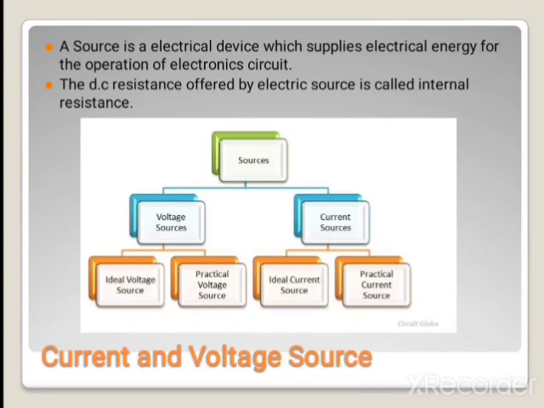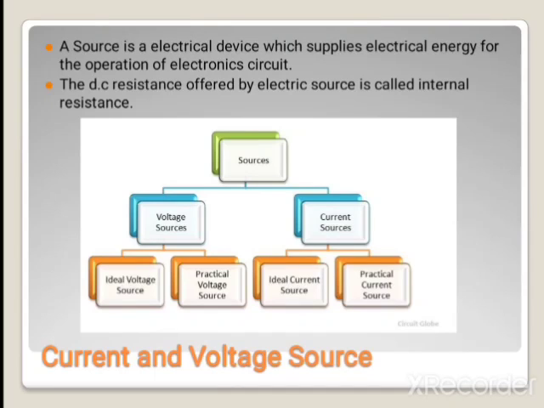Hello everyone. In the last video we have seen unit number one, that is electronic components and signal. So up to electronic components we have seen. Now we're going to start with the current and voltage source.